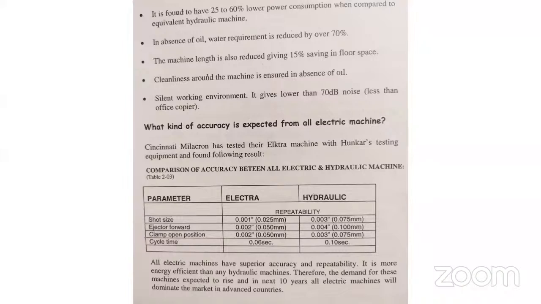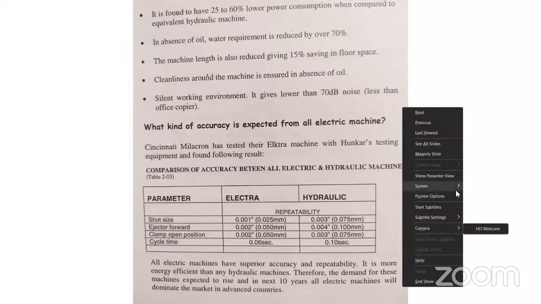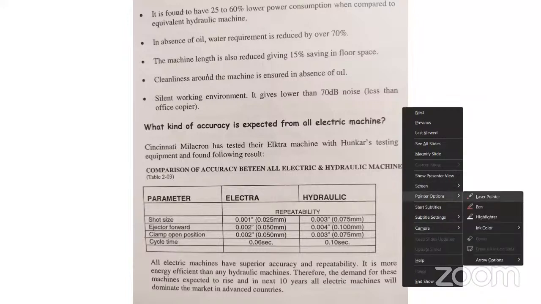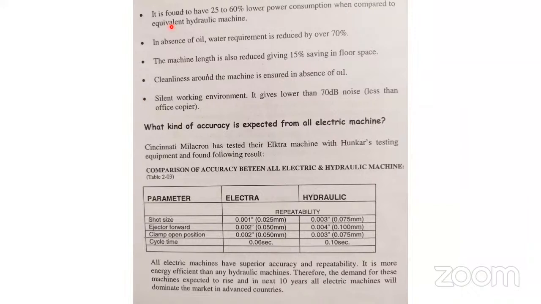See, there is a 25 to 60% power consumption saving when compared to the equivalent hydraulic machine. Because, as I told you, when one operation is going on, the other is stopped. Therefore, you can save 25 to 60% power in the absence of oil.